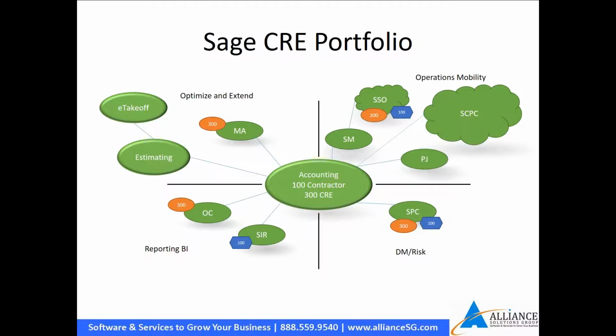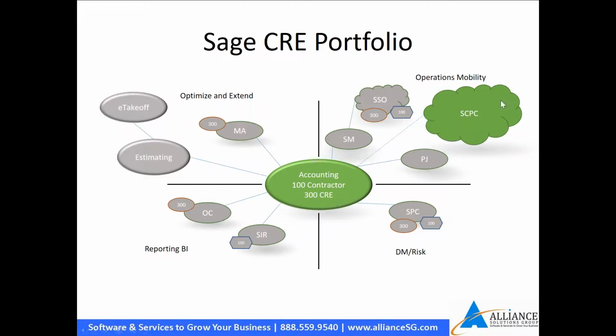So a look at the overall Sage construction and real estate portfolio. Really at the core of this diagram, you can see our accounting packages: Sage 100 Contractor and Sage 300 Construction and Real Estate. Now those are on-premise systems, meaning that you install the application on the server on your users' computers, and they log in through that way.